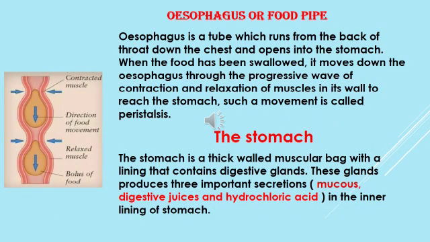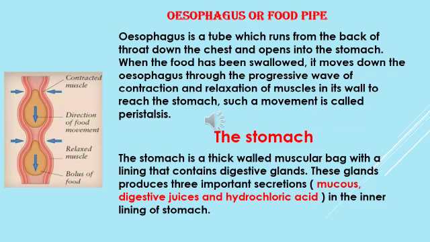Oesophagus or food pipe. Oesophagus is a tube which runs from the back of the throat down the chest and opens into the stomach. When the food has been swallowed, it moves down the esophagus through the progressive wave of contraction and relaxation of muscles in its wall to reach the stomach. Such a movement is called peristalsis.